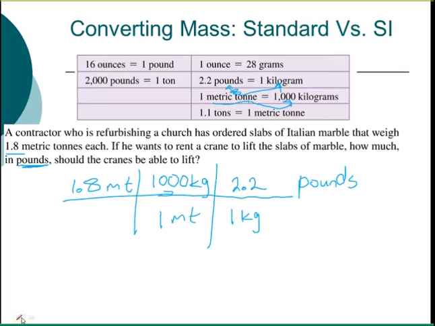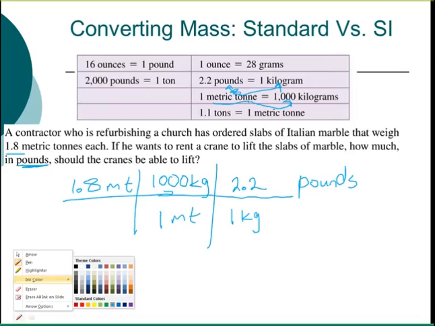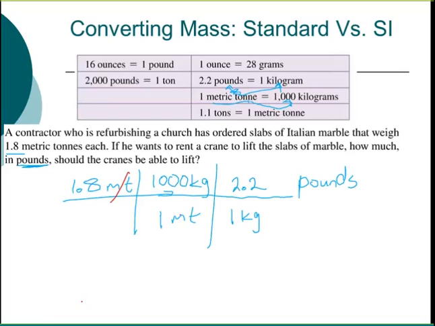I'll be left with pounds. So now my metric tons will cancel out the way that I've got them set up, and then my kilograms will cancel out like this, and then I've got pounds left over. So I take all the numbers that are left, 1.8 times 1,000, 2.2 on my calculator, and that will give me the pounds. So I take 1.8 times 1,000, and then times that by 2.2, and I get 3,960 pounds, or LBS for short.